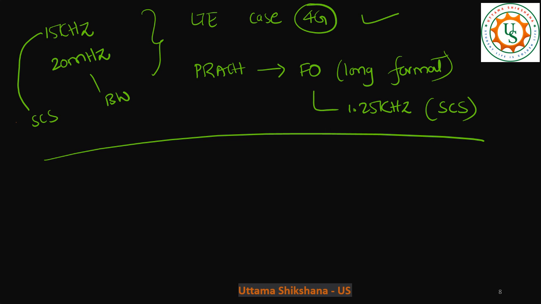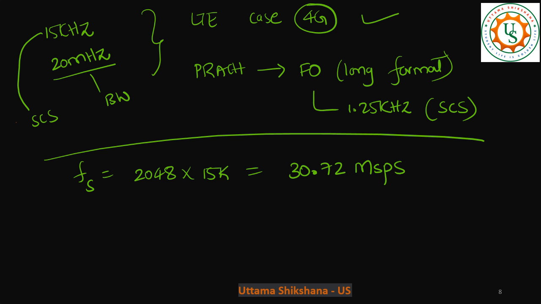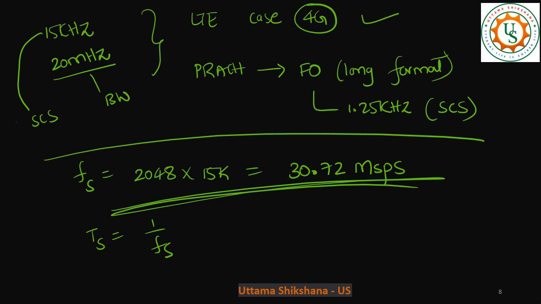So for this one, what is the sampling rate? So Fs is equal to 20 megahertz, right? How many RBs are there in 4G? So 100 RBs. Sorry, how to calculate? We need the FFT size which we are using: 2048 into 15 kilohertz, right? So this comes to be 30.72 mega samples per second. This is the sampling frequency Fs. So Ts is equal to 1 by Fs, the sampling interval.